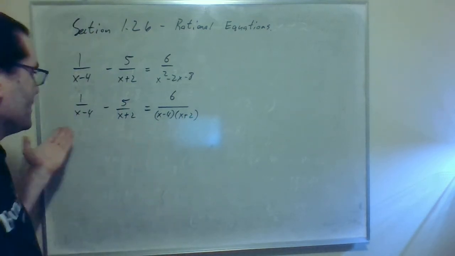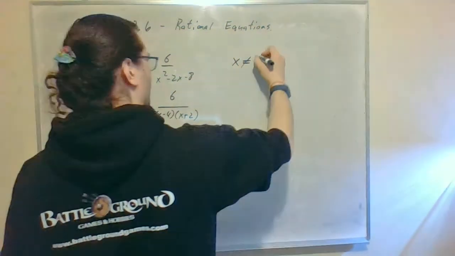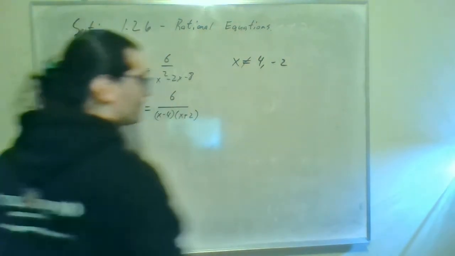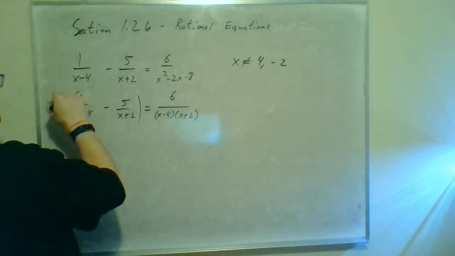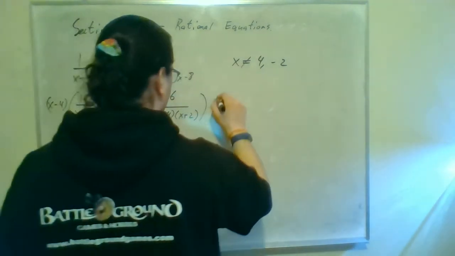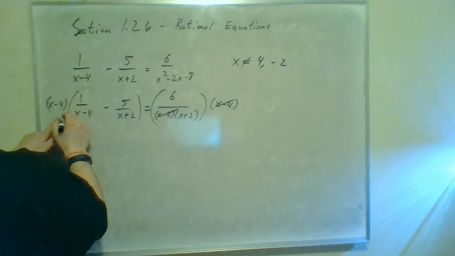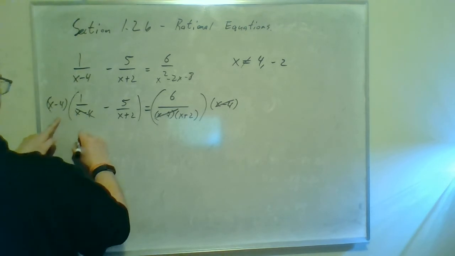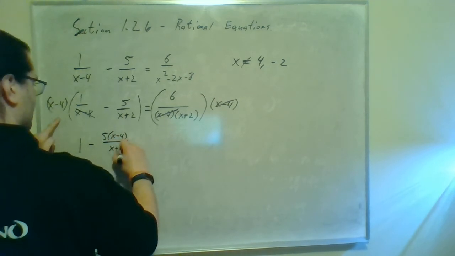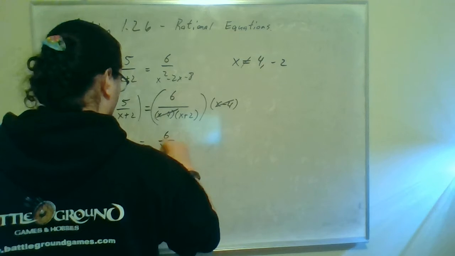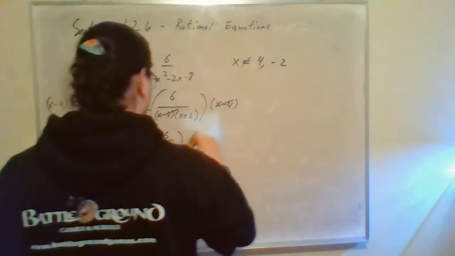So we got it factored. We have all of the different pieces laid out in front of us. We can very easily hit our domain restrictions right now before we do anything further. And then we can start clearing out denominators. We multiply by x minus 4 on both sides. Here it cancels with this, and then it cancels here and leaves us with just 1 minus 5 times x minus 4 over x plus 2 equals 6 over x plus 2. We still have denominators, so we'll clear those out as well.